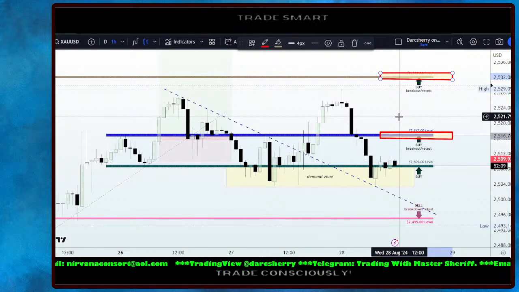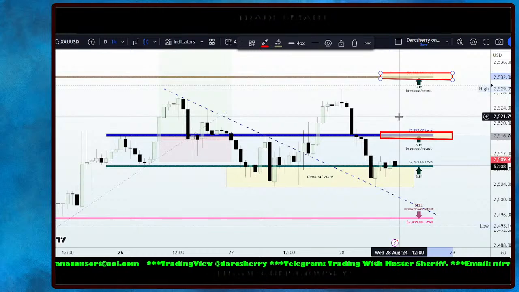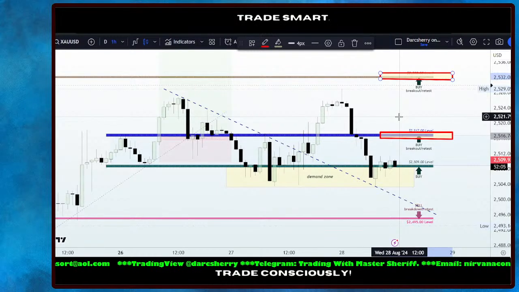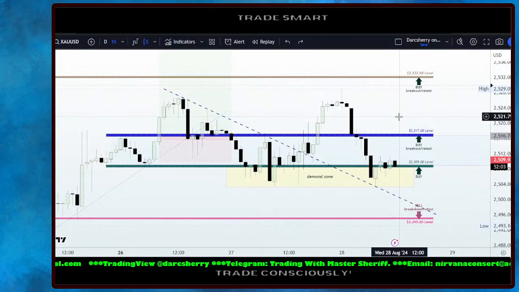So I will be giving us updates as at when due, as we continue to monitor price action here and on my Telegram and TradingView platform. So this is my simple view on the XAUUSD for today. I do hope I made myself clear.